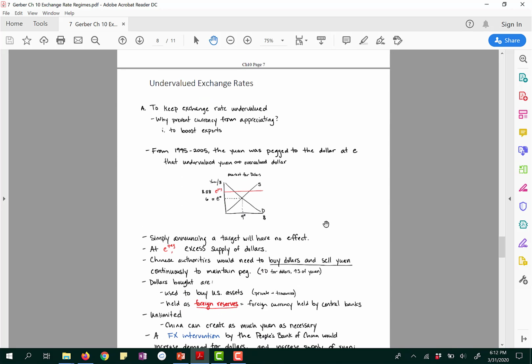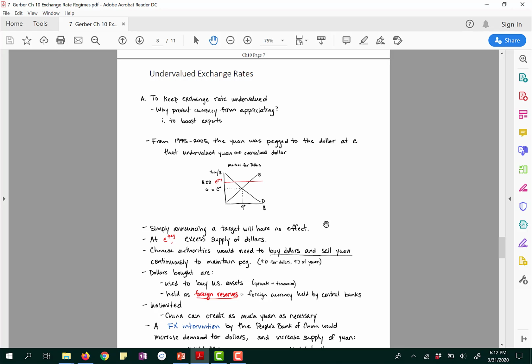Let's first discuss undervalued exchange rates. Why would you want to keep your currency cheap or keep it from appreciating? Well, the primary reason is to boost your net exports, to boost exports. The Chinese currency has at times been considered undervalued due to government action in China.